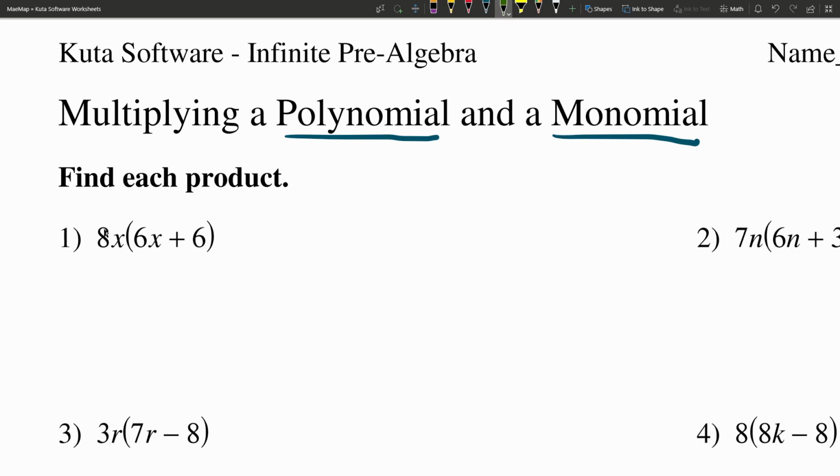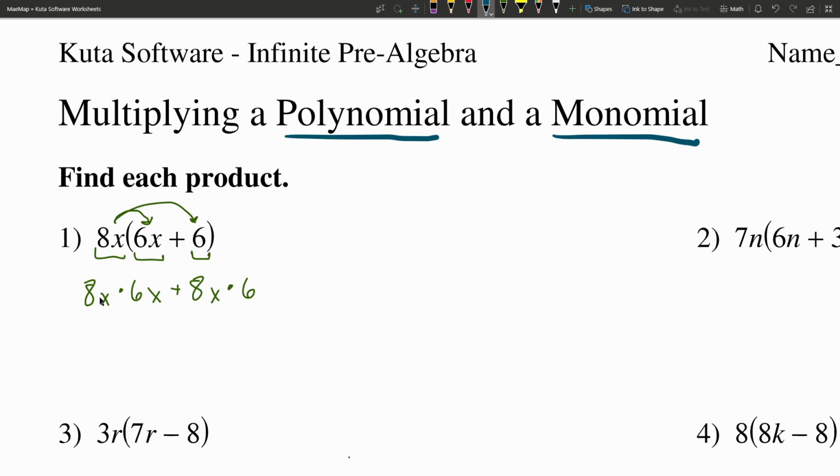So 8x, like we said, that monomial is going to get multiplied to the first term 6x, but it's also going to get multiplied to the term 6 with addition in between. So we're going to have 8x times 6x plus 8x times 6. Now what we're going to do is do this multiplication out.